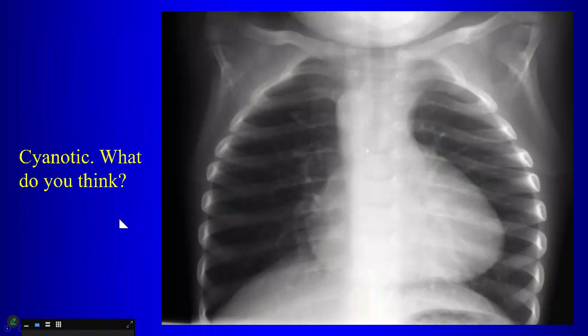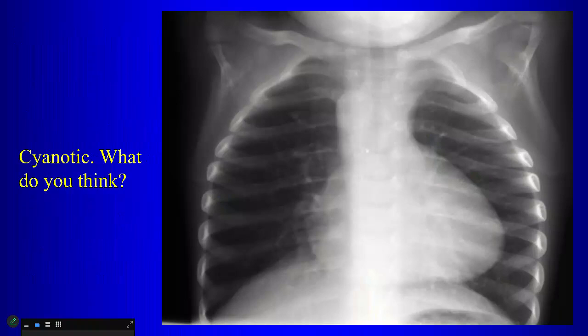This, we start with the pulmonary blood flow. Here it is decreased. Do you have to know if the patient's cyanotic? No, right? So the heart size here is near normal, but there's a very nice plain film finding that kind of gives away the diagnosis here.